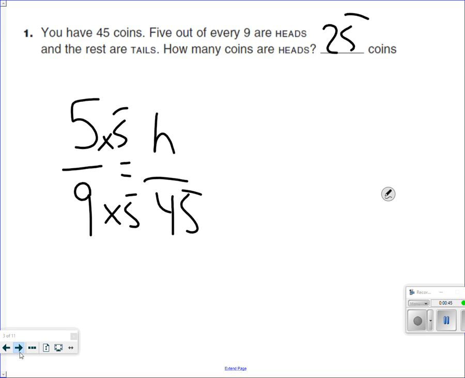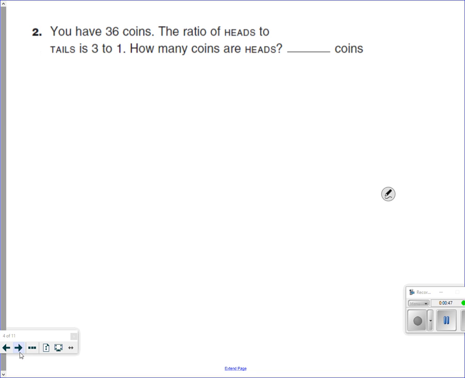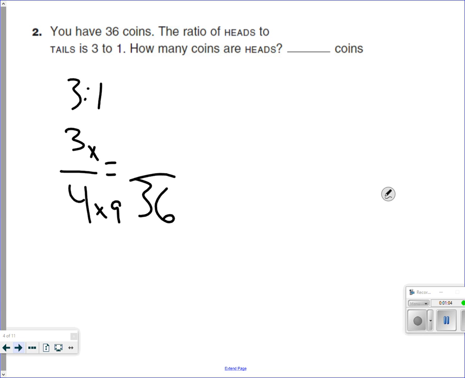Moving on to the next problem. You have 36 coins. The ratio of tails to heads is 3 to 1. So for every 4 coins, 3 are heads. Heads to tails. We have 36 total coins. 4 times 9 is 36. 3 times 9 is 27. So how many coins would that be? It would be 27 coins.